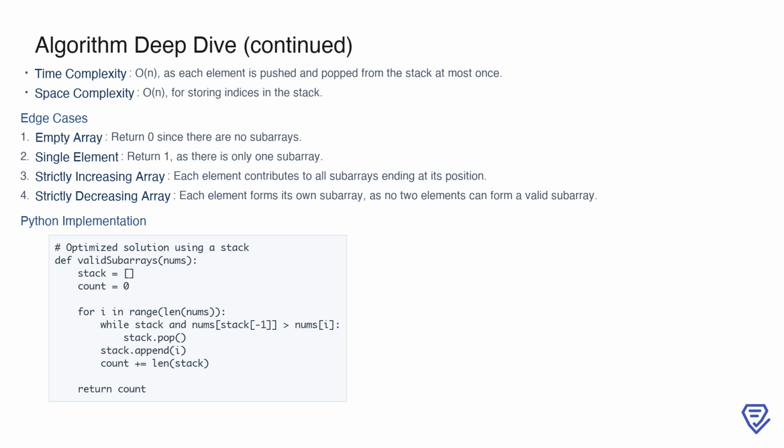Finally, the Python implementation of this approach is shown here. It uses a simple loop to iterate over the array, with stack operations to maintain the non-decreasing order and a counter to track the total number of valid subarrays. This implementation is both efficient and concise, making it well suited for solving this problem in practice.